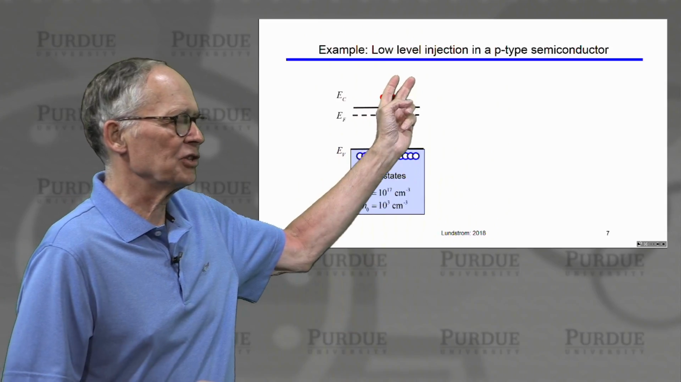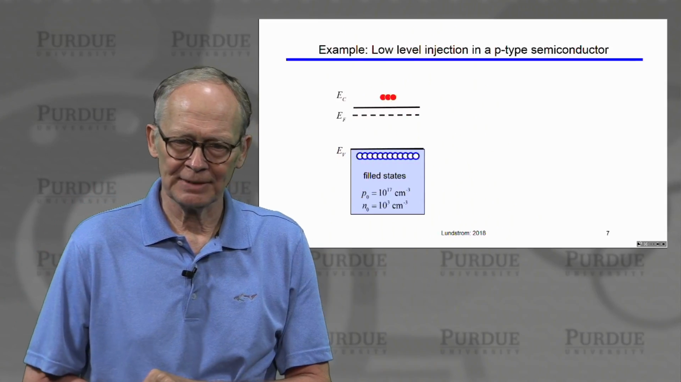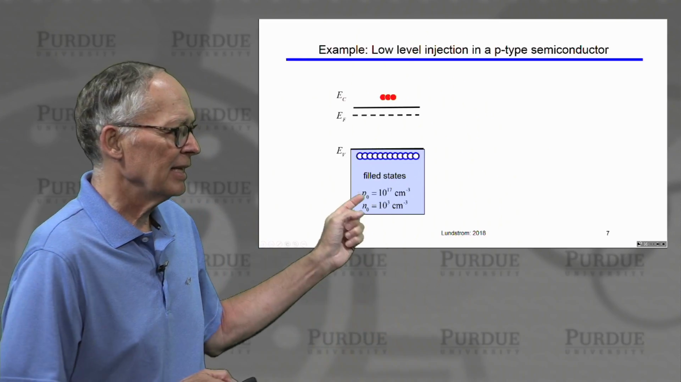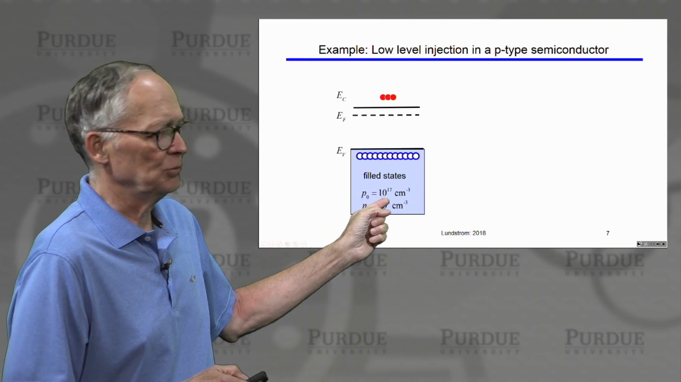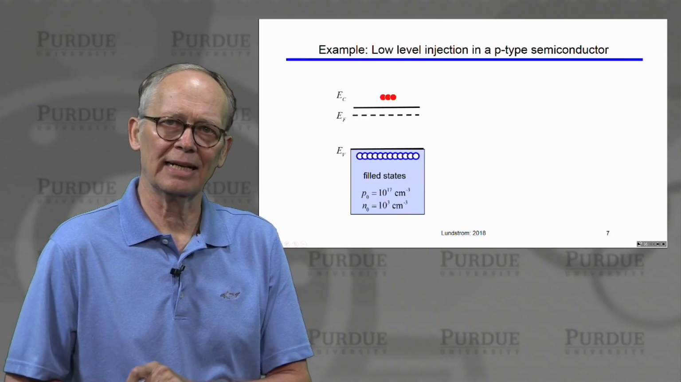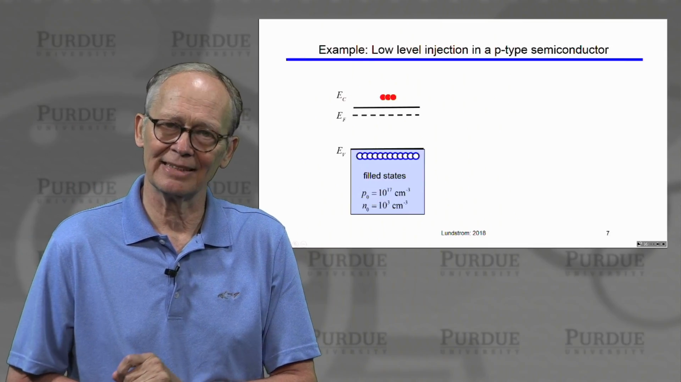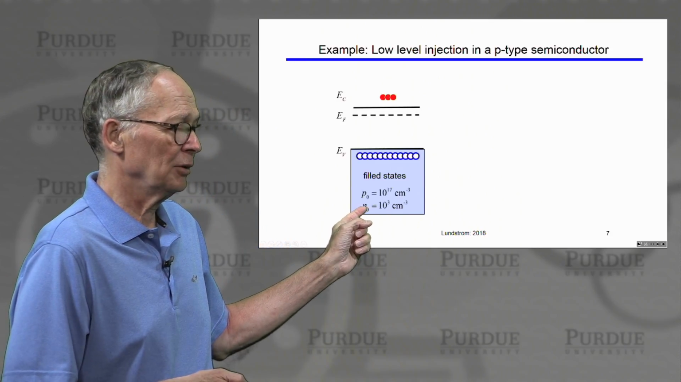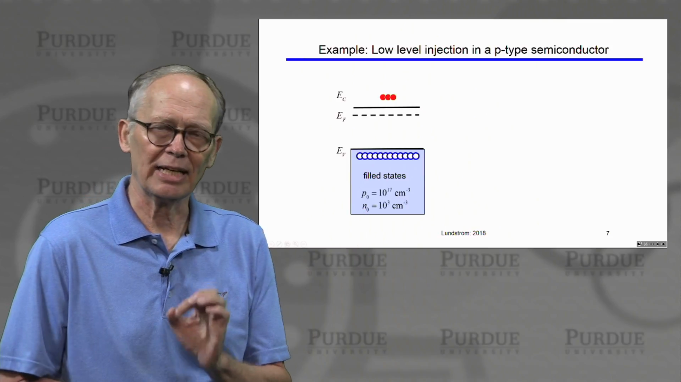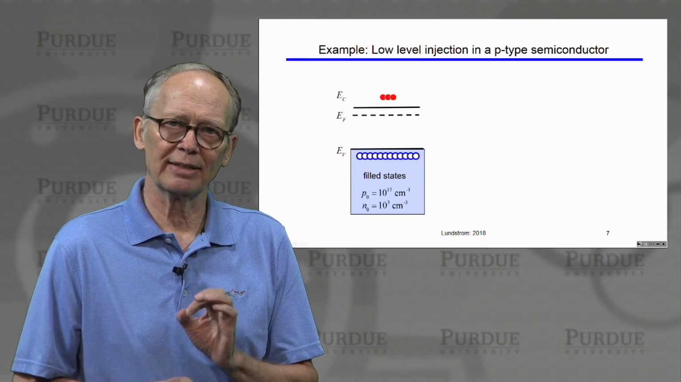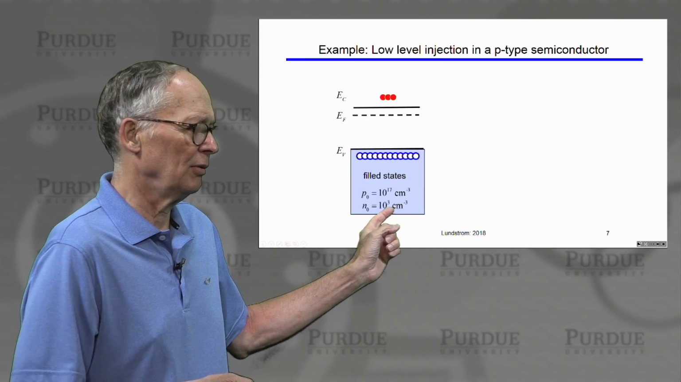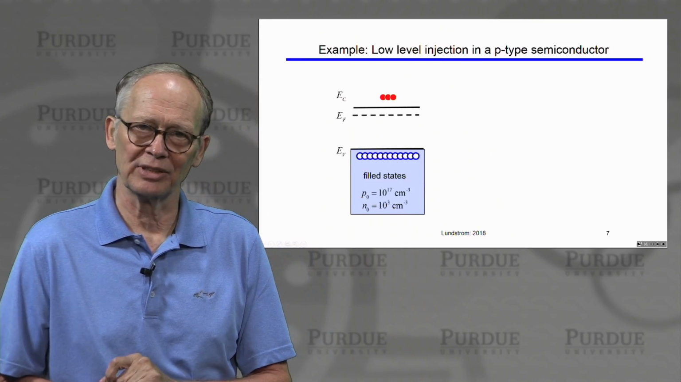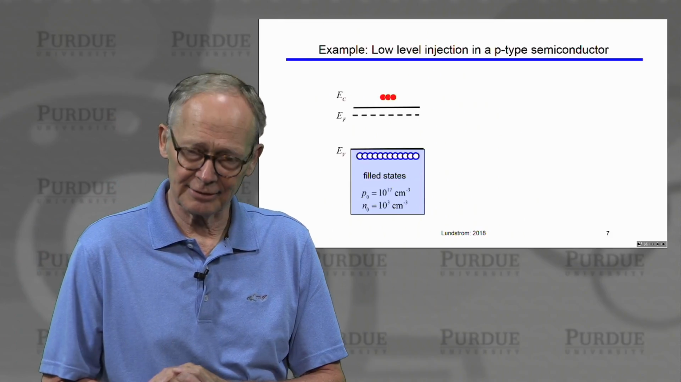This is low-level injection in a p-type semiconductor. So let's say we have a p-type semiconductor. In equilibrium, it's doped with acceptors and produces a concentration of holes in equilibrium of 10 to the 17th per cubic centimeter. Using np equals ni squared, we see that we have an equilibrium number of minority carrier electrons, very small, 10 to the third, 14 orders of magnitude smaller than the hole concentration in this p-type semiconductor.